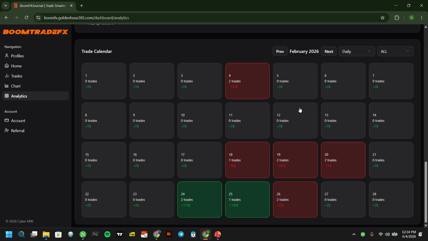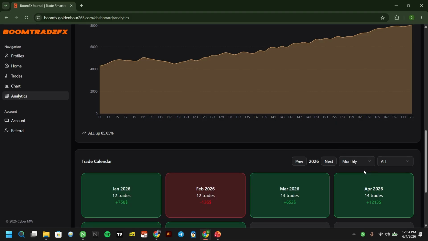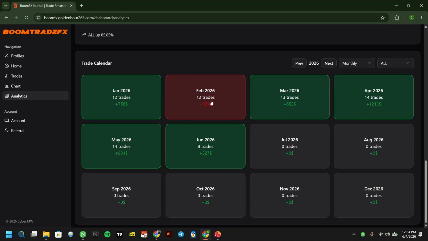But if we look at the longer view of how the trades perform, let's filter by week. We'll see that in February, week 1 was a loss, week 3 was a loss. And if you filter by monthly, we'll see that in February we had a loss, but because we stayed consistent and maintained trading using the very same strategy, in the long run we were able to recover this loss and make profits, as you can see. So that's the important part of having the trade calendar, where we are able to oversee the long run and the short term of how our trades are performing.